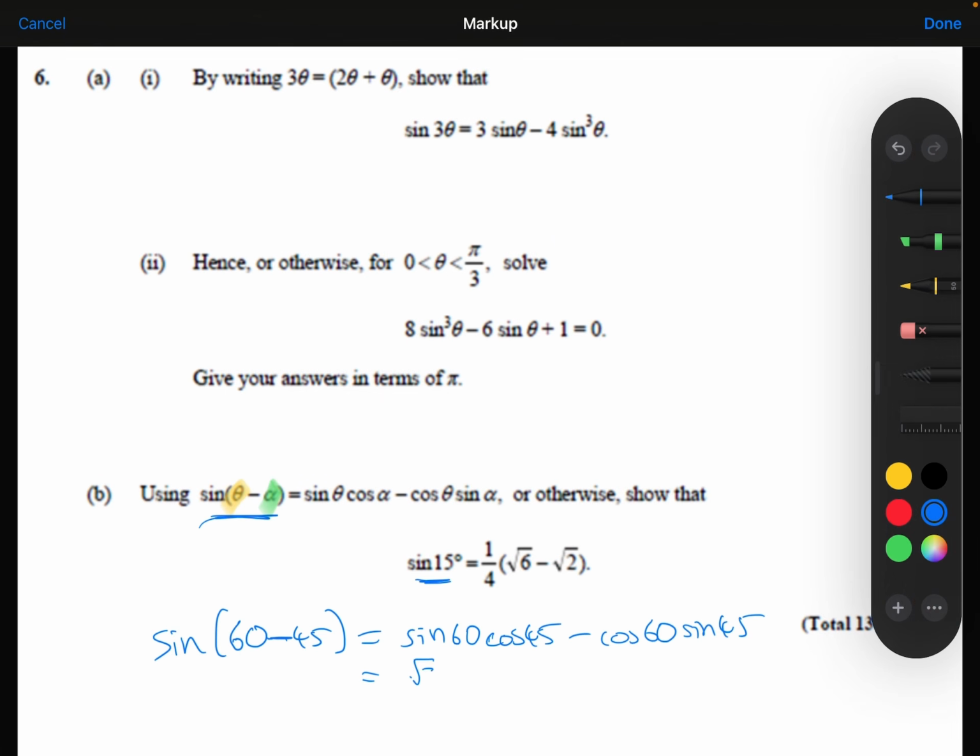Sine 60 is root 3 over 2. Cos 45 is root 2 over 2. Cos 60 is 1/2. Sine 45 is root 2 over 2. Root 3 times root 2 over 2 times 2. 1 times root 2 over 2 times 2. And if we factorise out the quarter, that gives us the answer that we needed to show.